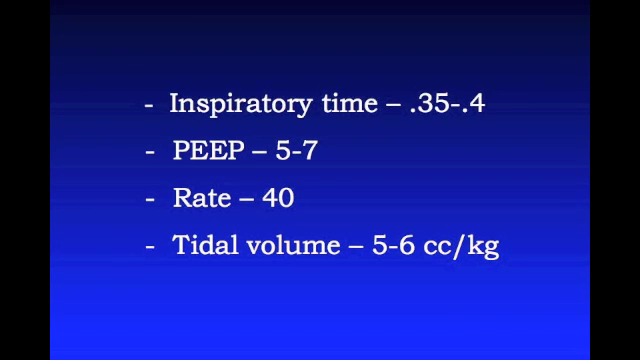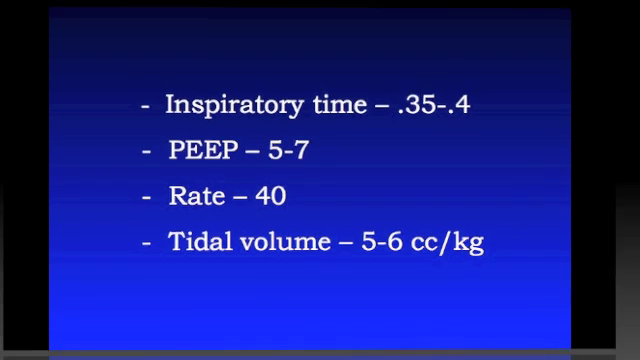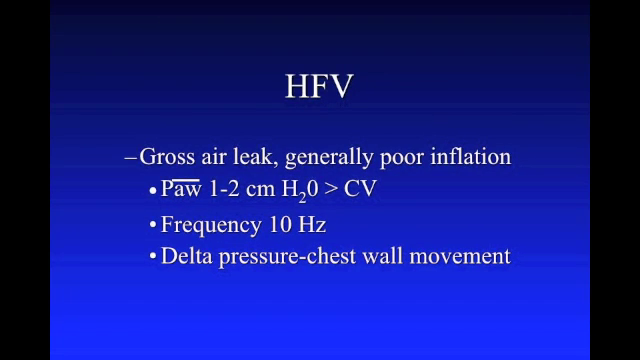So, from an inspiratory time of 0.35 to 0.4 seconds, because you need to get the lung open a little better. You need a higher end expiratory pressure to prevent the lung from collapsing, a rate of around 40, and a tidal volume in the 5 to 6 cc's versus the 3 to 4 cc's. On the high frequency ventilator, mean airway pressure has got to be higher than conventional, and it could be as much as 4 to 5 higher.